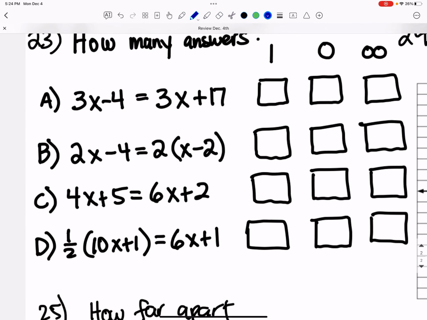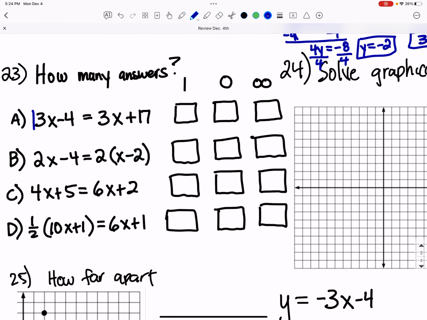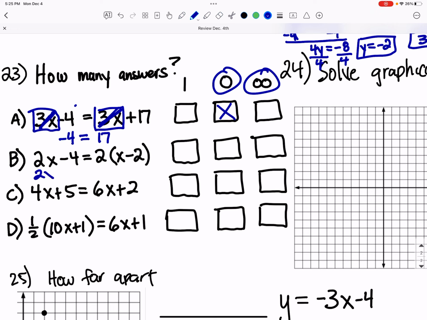23, we did these in class. How many answers does it have? Well, if we have the same amount of x's on both sides, it's not going to be one answer. It's going to be 0 or infinity. We look at the other numbers. So if we got rid of the x's, we would be left with negative 4 equals 17, which is never true, no solution. Over here, we would have 2x minus 4 equals 2x minus 4. If the two x's cancel each other out, because we have the same on both sides, we have negative 4 equals negative 4, which is always true. That's infinity solutions.